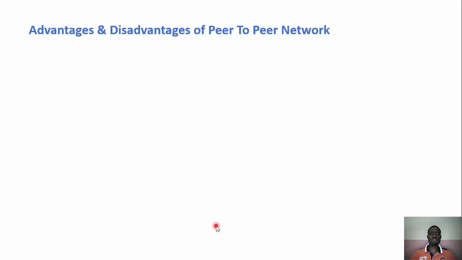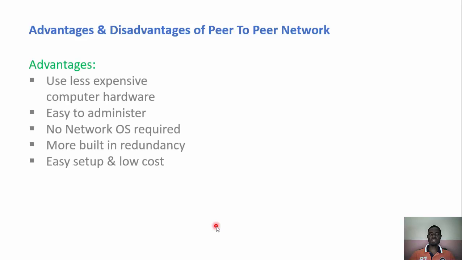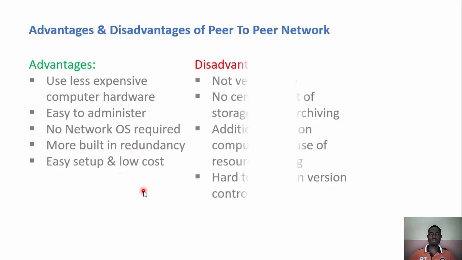The advantages and disadvantages of peer-to-peer networks. It would be nice to look at them. So the advantages is uses less expensive computer hardware, it's easy to administer, no network OS, which is operating system, is required, is more built-in redundancy, easy setup, and low cost.